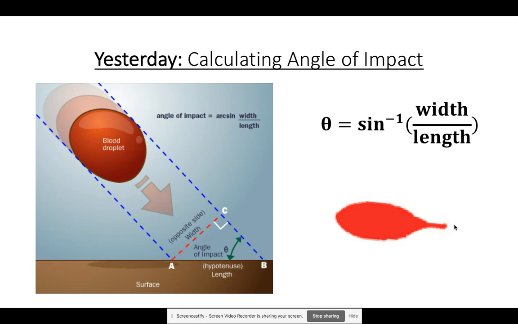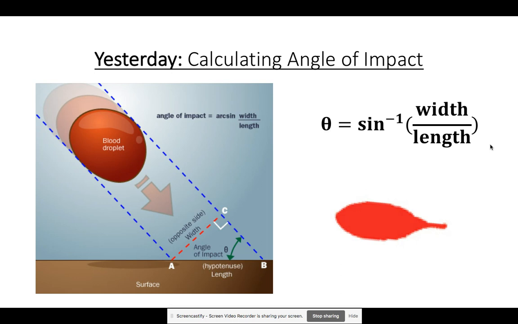And the way we can figure out what angle that blood hit is by calculating the inverse sine of a blood droplet's width divided by its length. Okay, so if you do need a refresher, feel free to watch yesterday's video back. Today, we are going to be adding on to this concept. So if you don't feel comfortable with this just yet, maybe rewatch the video, maybe redo those practice questions.